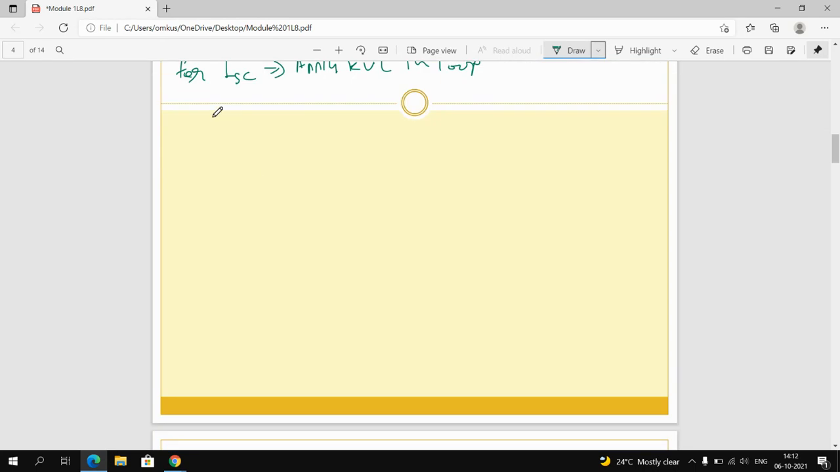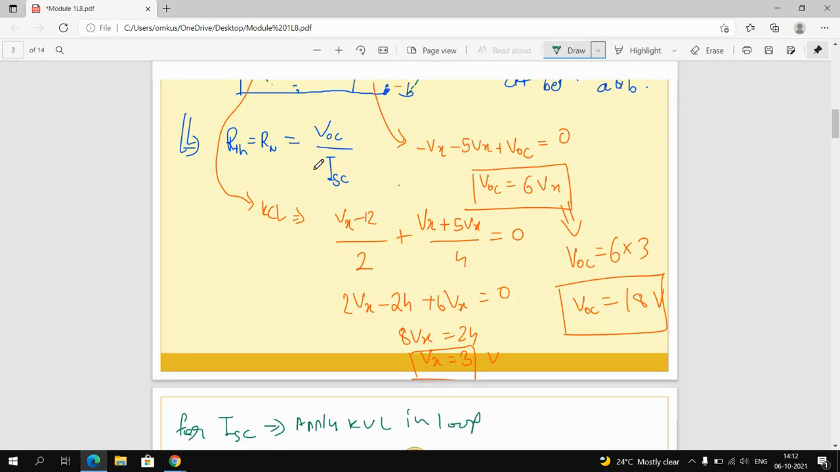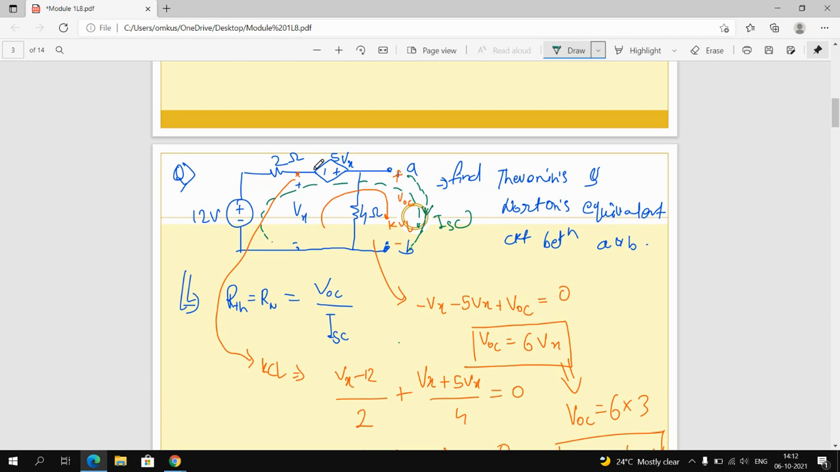Now see, minus 12 volt plus 2 ohm resistance with short circuit current minus 5 Vx equal to 0. So this is the first equation, the mesh equation. Now for the second equation, in the question this Vx term is given to you.